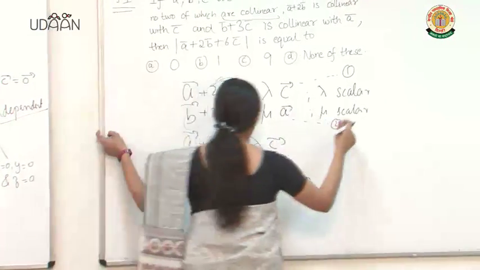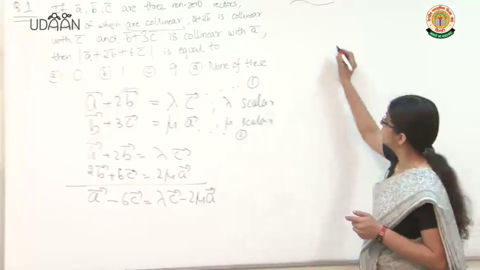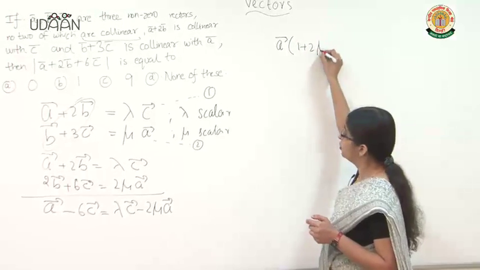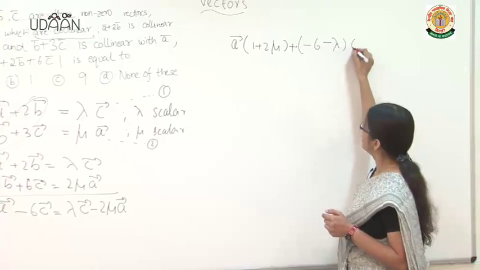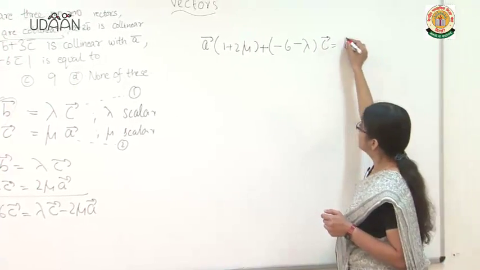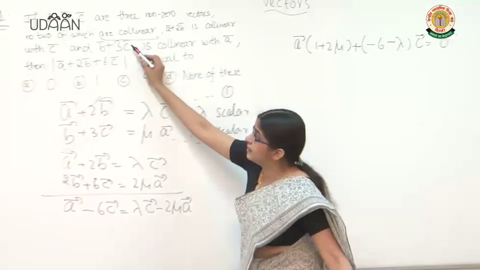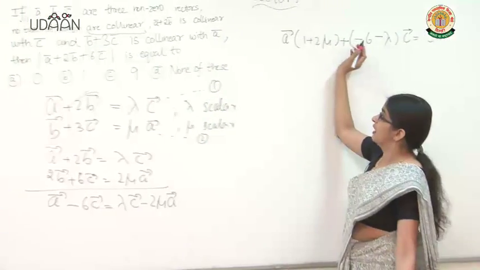Let us do the calculations here. Transferring all the terms to LHS, vector A into (1 plus 2 mu) plus (minus 6 minus lambda) times vector C is a null vector. Read the question again. What is given? No two of which are collinear. None of the vectors are collinear.